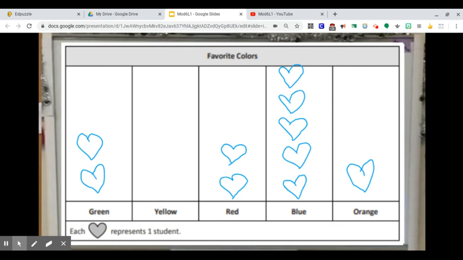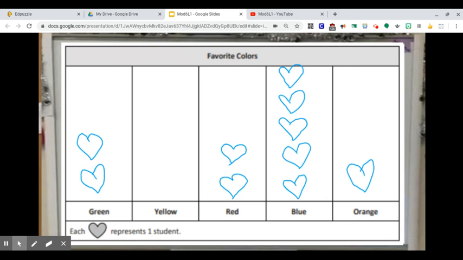That's right, blue. Blue is definitely the most popular. We already knew that from looking at our tally chart, but now looking at our picture graph, it's a little bit easier to see because that column has way more hearts than the ones near it.